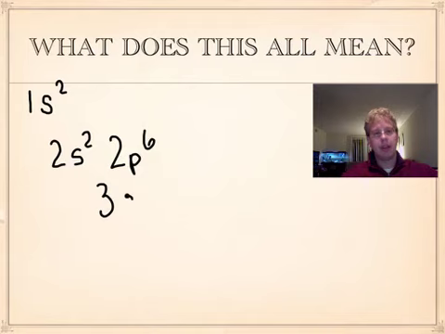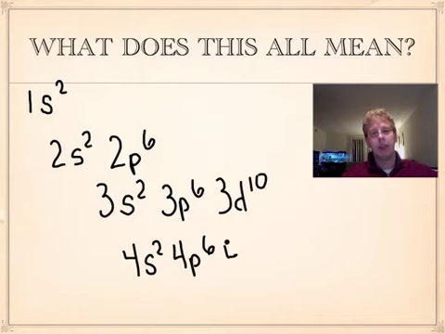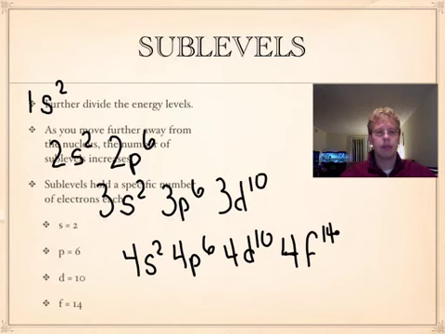The third energy level has an s sublevel with 2 electrons. It has a p sublevel with 6 electrons. And then it also has a d sublevel with 10 electrons. My fourth energy level has an s sublevel. It has a p sublevel. It has a d sublevel. And it also has an f sublevel with 14 electrons there.